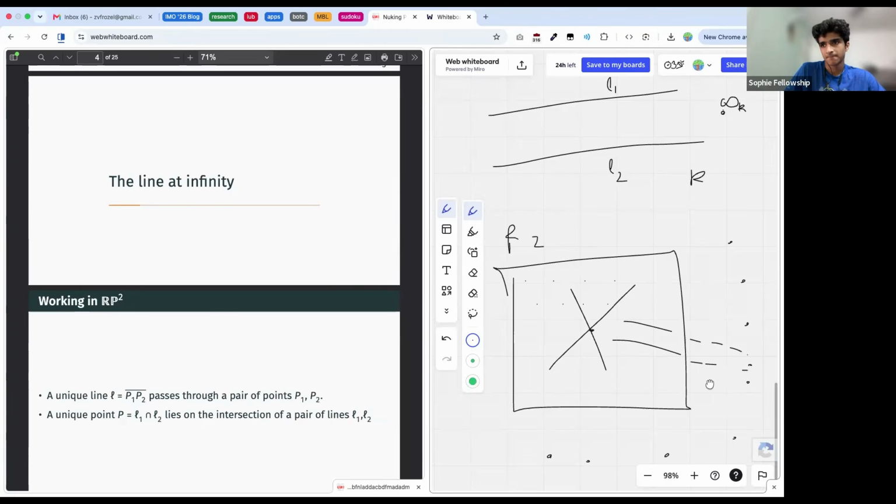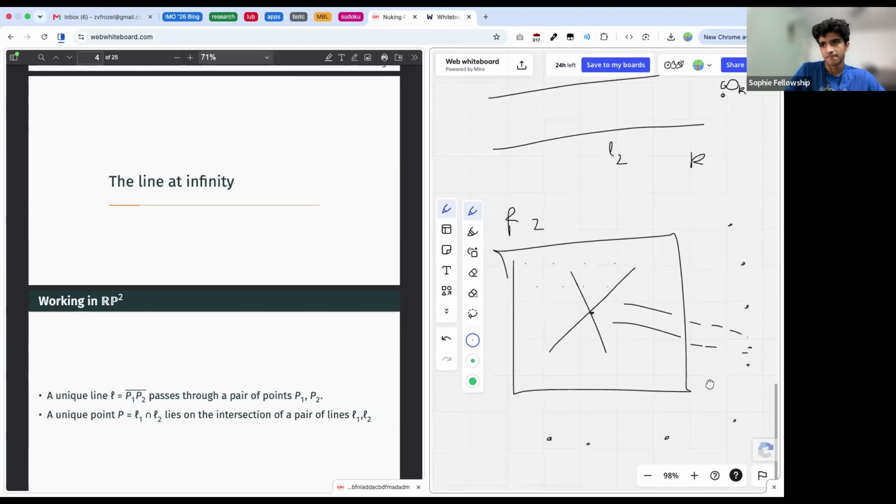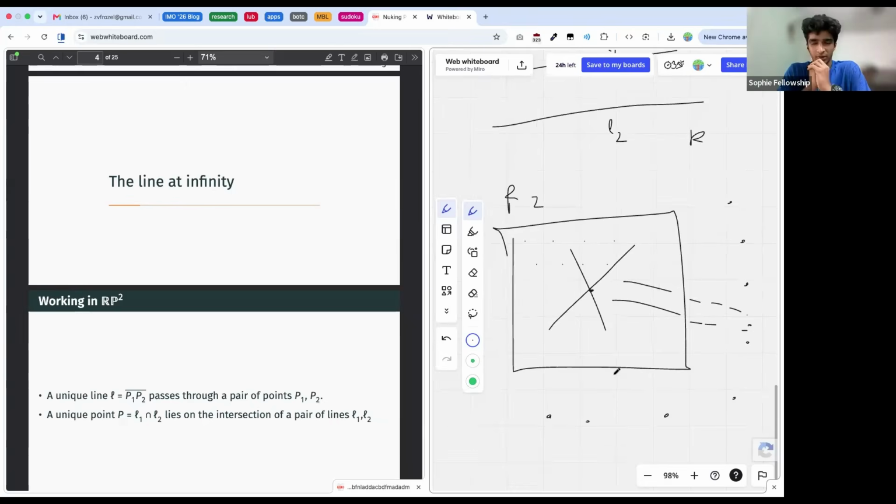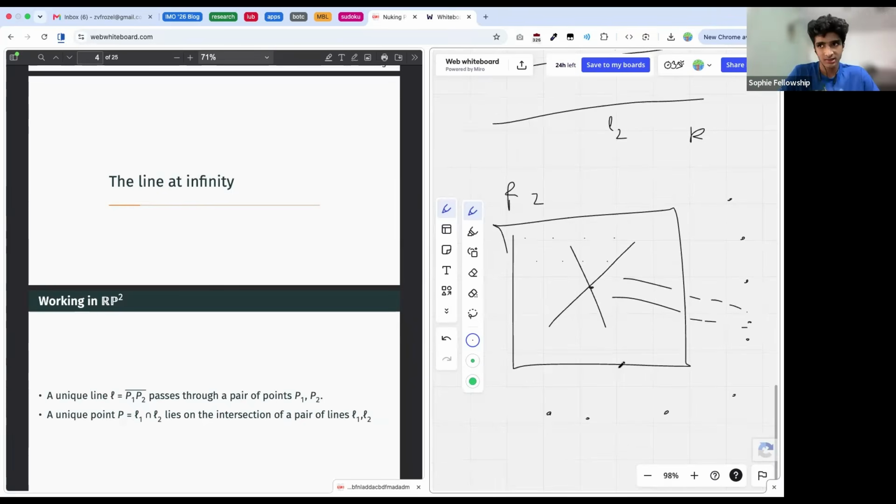And finally, we want every two lines to intersect at a point and every two points to have a unique line passing through them. So when I added the points at infinity, the lines part works, but we need to make sure that the points work as well. So let's say I have a point at infinity, let's say P over here, and I have some point Q over here. Does there exist a line passing?